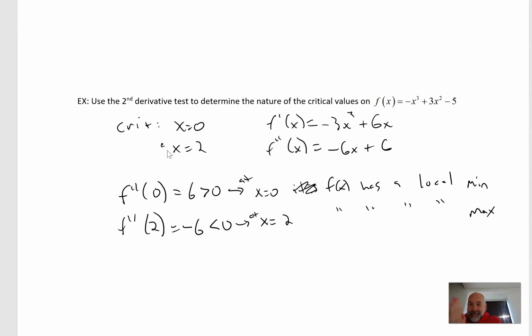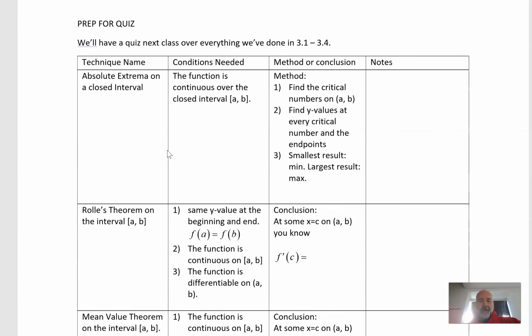Whoa, that was intense. Okay, hope that helps clarify the second derivative test. The next thing we're going to do is review what we've done, all the stuff from 3.1 to 3.4, because there's a ton of techniques, but that's coming next.